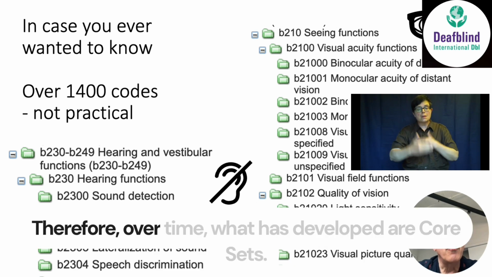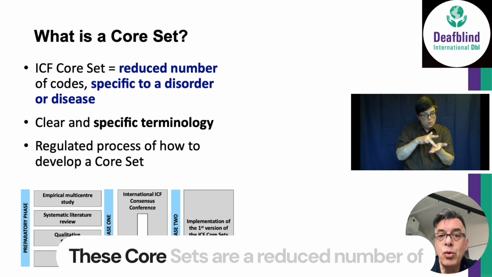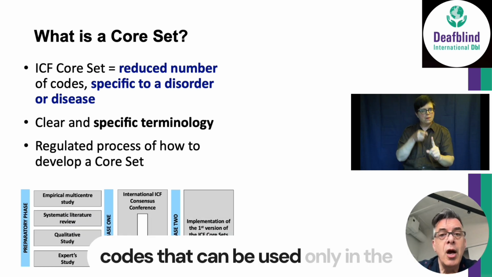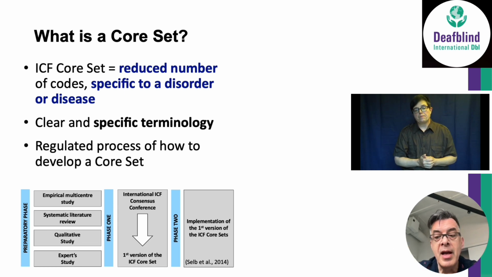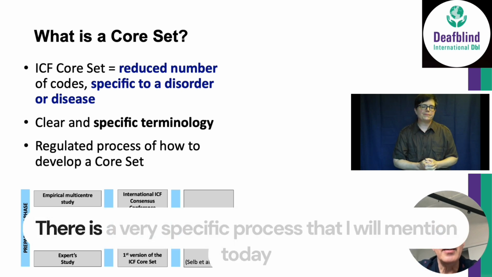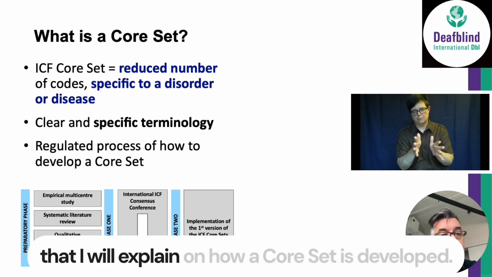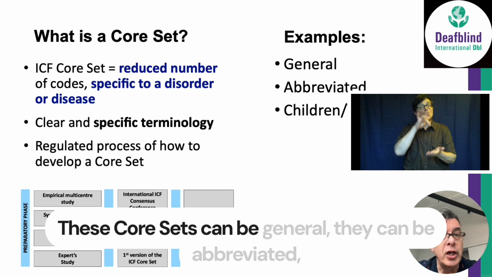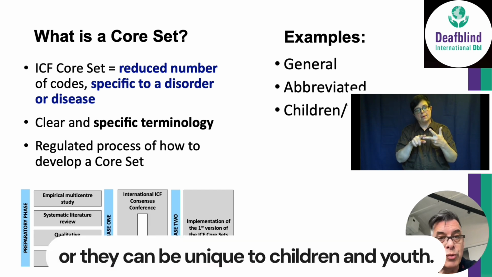Therefore, over time, what has developed are core sets. These core sets are a reduced number of codes that can be used only in the context of a specific disease or disorder. They are thereby shorter and easier to use. There's a very specific process that I will explain on how a core set is developed. These core sets can be general, they can be abbreviated, or they can be unique to children and youth.